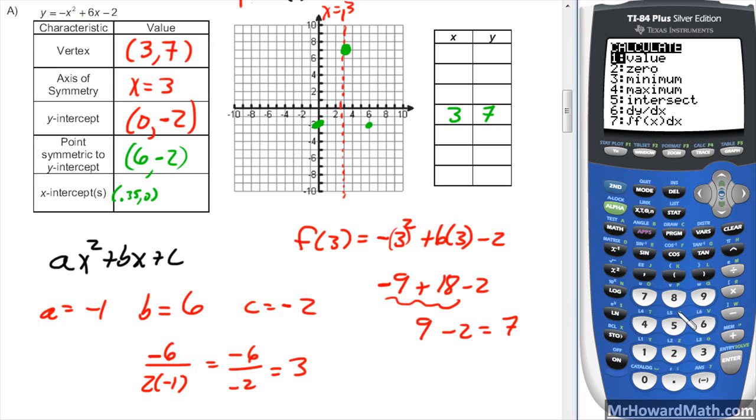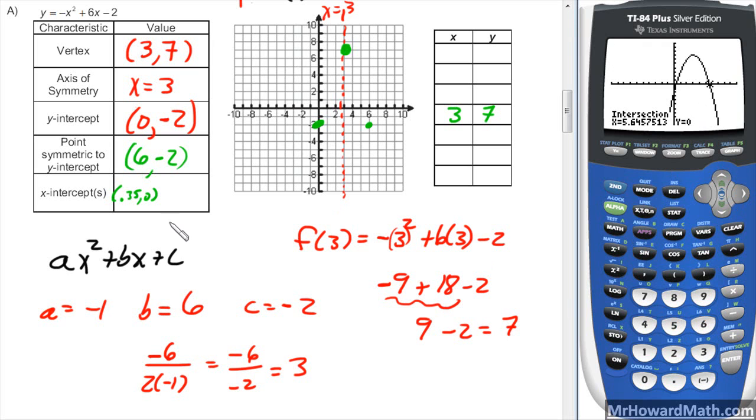Find the second one: second trace, option 5. First curve, enter. Second curve, enter. Guess, it looks like 1, 2, 3, 4, 5. About 5.5, I'll say 6, and it'll find it for us. 5.65 rounded. So 5.65, 0. I'll put that right here, 5.65 and 0.35. We will now find some whole number points if we can.